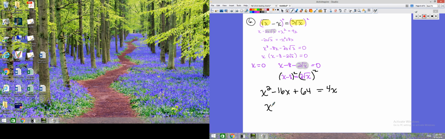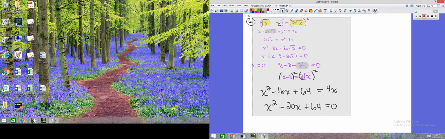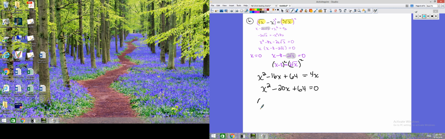So far all of this work has led to this trinomial, and one that I can easily factor. I've got x minus 4 and an x minus 16. Negative 4 times the negative 16 is positive 64, and when you add them together you get the negative 20. So I get a possible solution of 4 or 16.